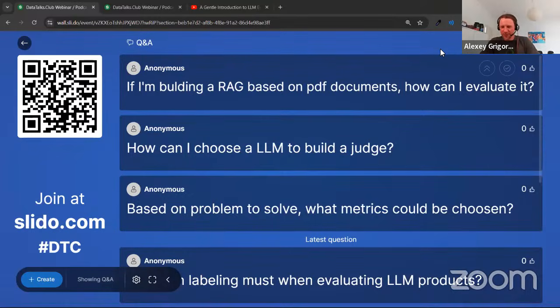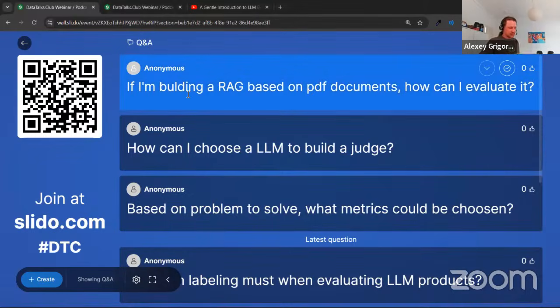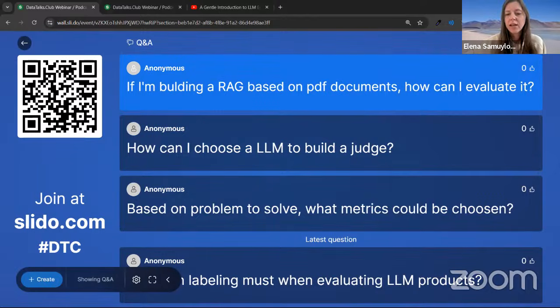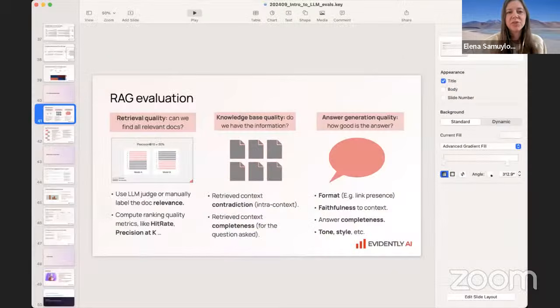Okay, so we have a few questions from the people who joined in. And maybe this is something we can brainstorm together. If I'm building a RAG based on PDF documents, how can I evaluate it? I actually had a slide that I brushed over, so if you stop sharing, I can share that one very briefly on the possible ways to evaluate RAG.